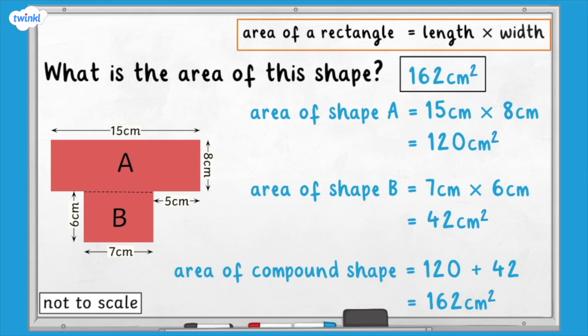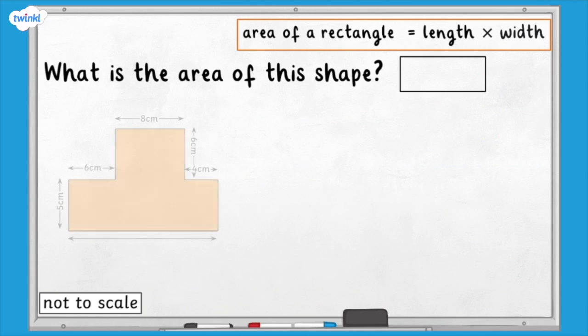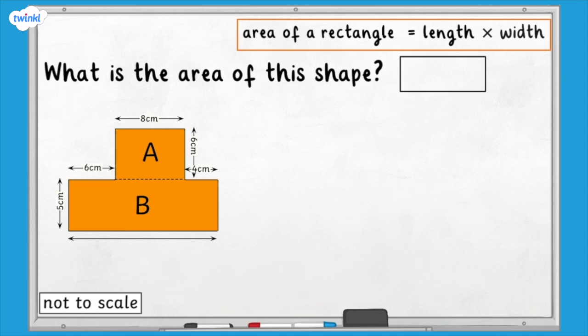Sometimes you might need to calculate the length of a missing side before you can calculate the area. If you need more help working out missing sides, why not take a look at our video, Perimeter of Rectilinear Shapes. For example, to calculate the area of this shape, we could split it into rectangles like this, but we do not have the length of rectangle B.